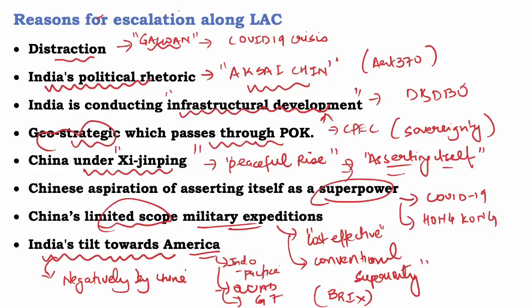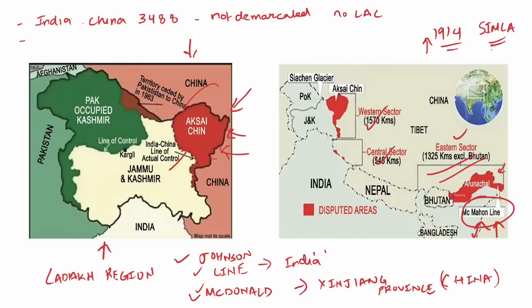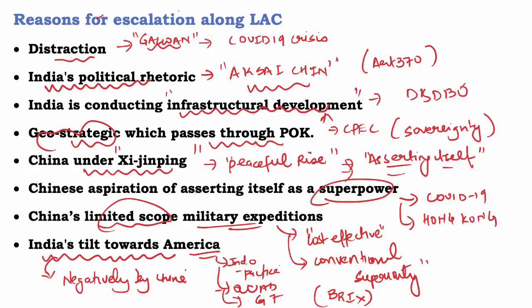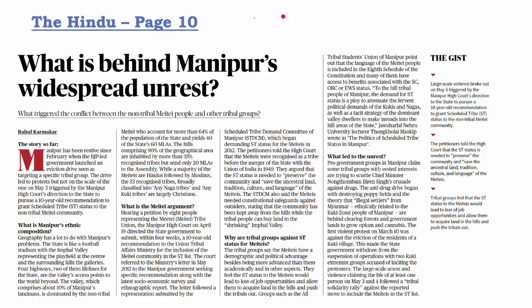With this article, we have seen why there is a border dispute in the western and the eastern sector along the India-China border, and why there has been an escalation along the border disputes. Moving on to the next article of the day, the article has featured on page 10 of The Hindu and basically talks about the reasons behind Manipur's widespread unrest.